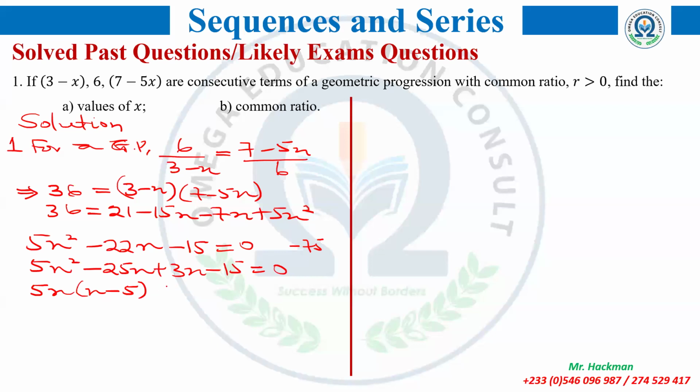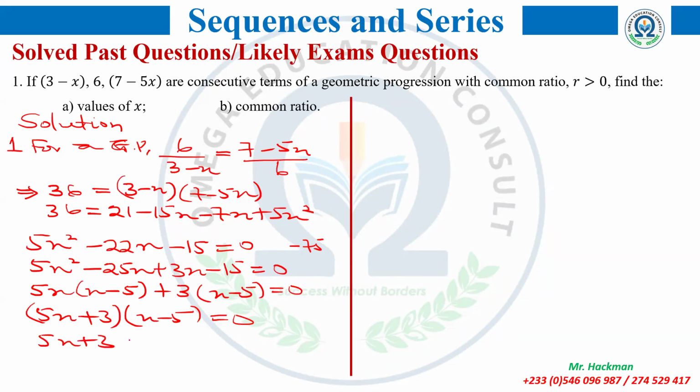Okay, so plus, then I take 3 out. Then I'll get x minus what? Minus 5. And that's equal to 0. So on that note, what am I going to get? I'm going to get 5x plus what? 3. Then my other factor will give me x minus 5. It should be equal to 0. So this particular step that I'm going to write is very critical, where you equate each of the factors to 0. So 5x plus 3 should be equal to 0, or x minus 5 should be equal to 0.